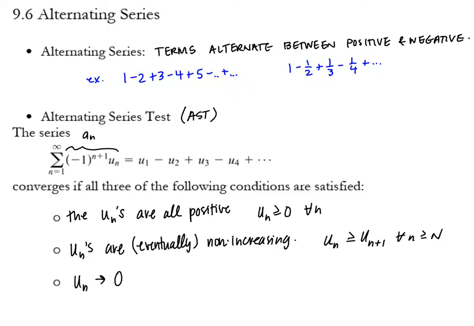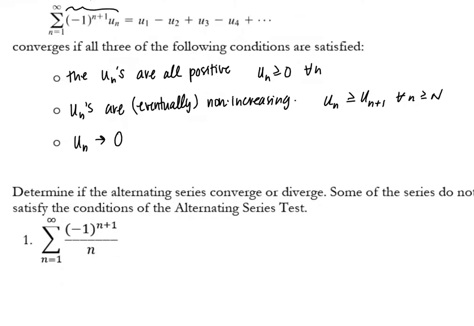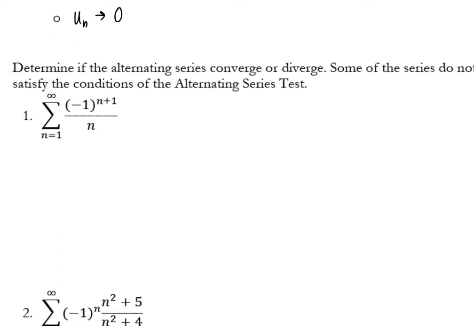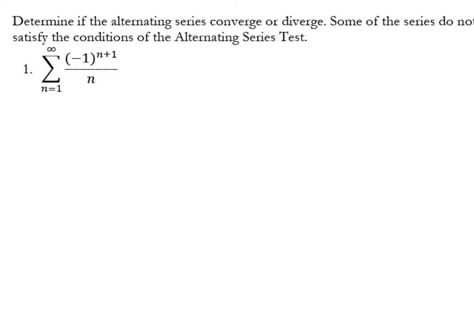So let's look at this test and see if we can make some decisions. Here's a series that clearly alternates. It's negative 1 to the n plus 1 over n. So the alternating part is this negative 1 to the n. So the u_n is the non-alternating part, 1 over n. The criteria were that, first, these u_n terms, 1 over n, needed to be positive. They need to be greater than 0. And that is true for all n, because remember, n starts at 1 and ends at infinity. So there's no way to get negative out of that u_n.